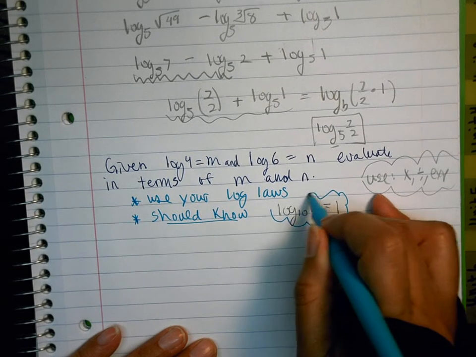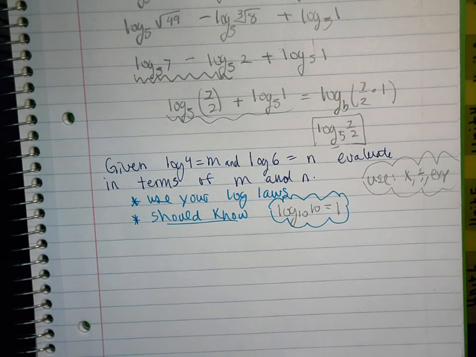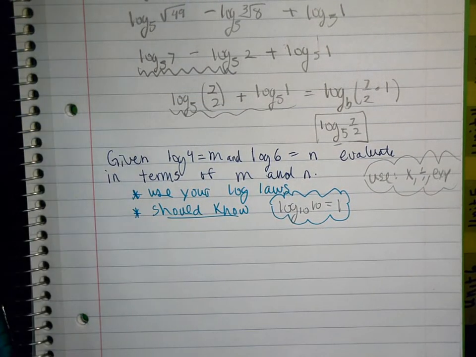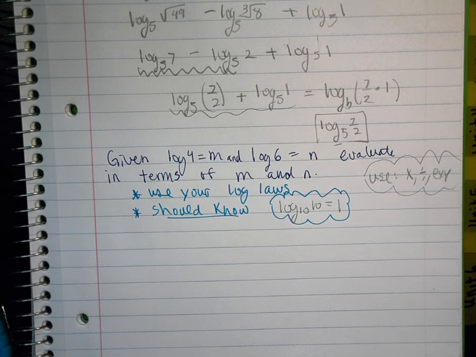What if the base was 5? I would have log base 5 of 5 equals 1. And what if the base was 7? It would be log base 7 of 7 equals 1. Make sense? If the base was 8? Exactly. Thank you. So whatever the base is. Okay, questions before I move on to the problems.